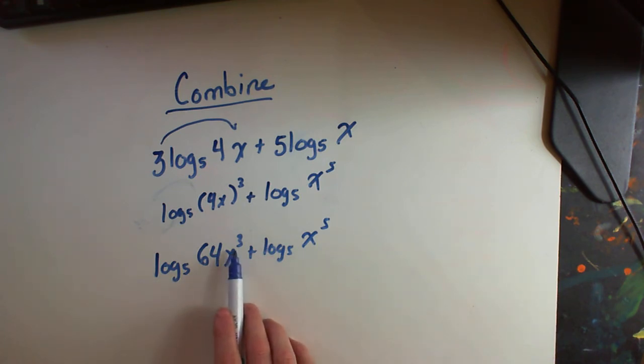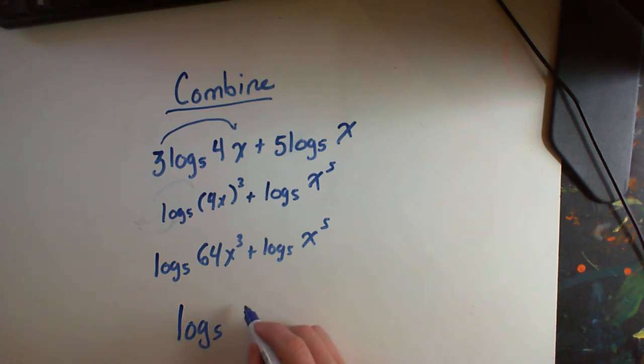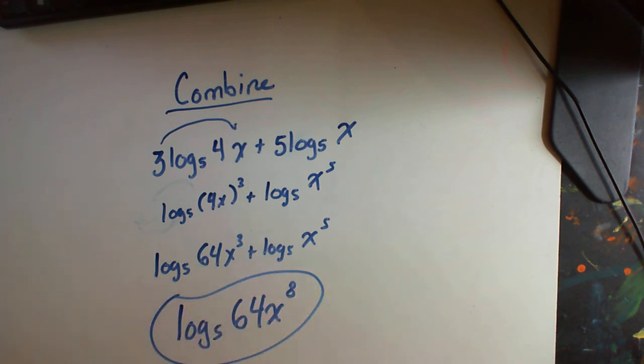We can now take the x cubed and the x to the fifth and combine those for a final answer of log base 5 of 64x to the eighth. Those should help you out.